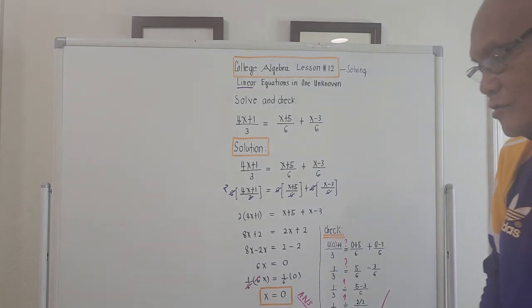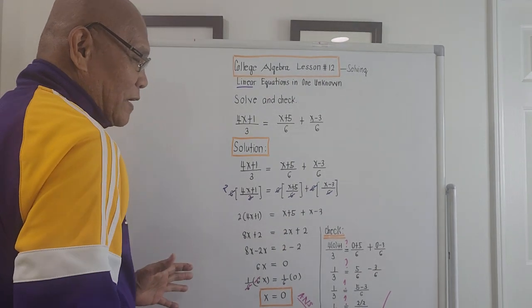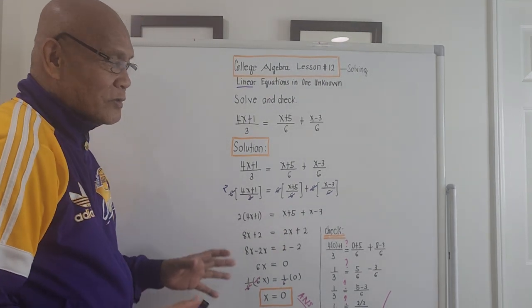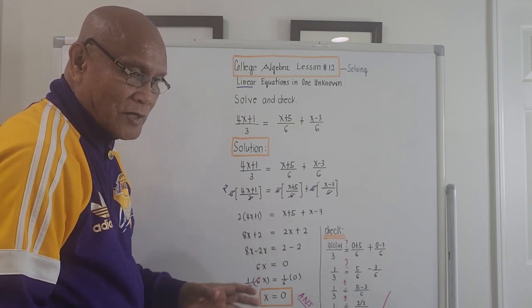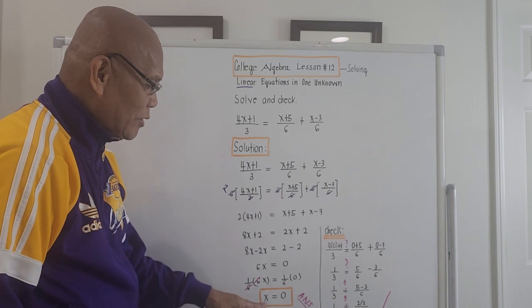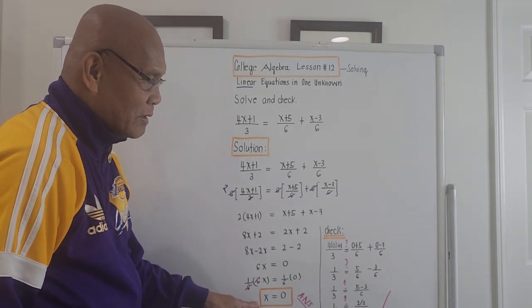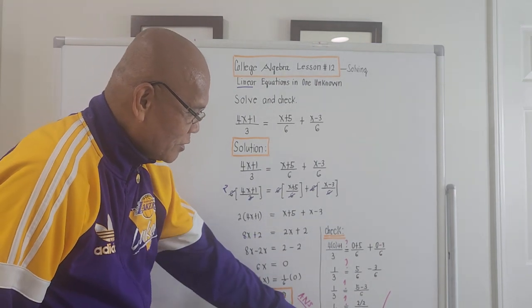Okay, that's the solution, guys. That's the proper way on how to solve a linear equation in one unknown. And luckily, our equation is actually a conditional linear equation because we got one answer in which the value of x is equal to 0. And if we check it, what will come out will be 1/3 is equal to 1/3.